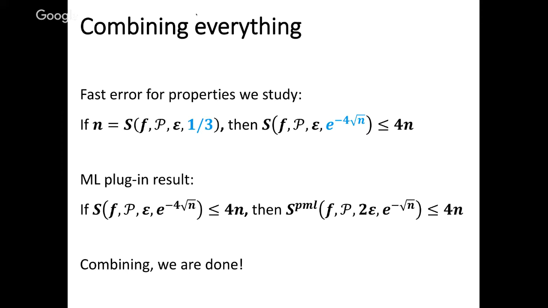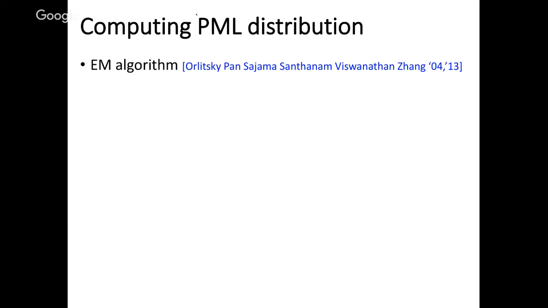How about computational complexity? That's the next slide. Computing the PML itself, we don't know of any simple way that provides guaranteed computation of PML, because it's a maximization of a symmetric polynomial. It's somehow like maximizing a particular kind of permanent of a matrix. But there are some heuristics that have been proposed, like the EM algorithm.